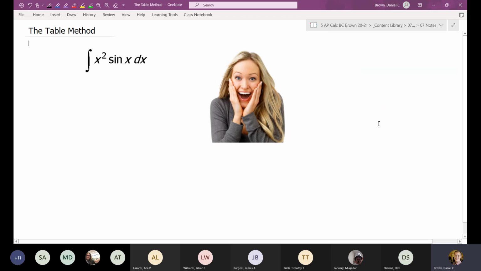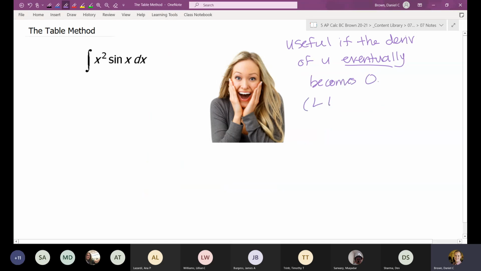It only works for certain problems, so I'm going to show it to you because it does often become useful. The table method is useful if the derivative of u eventually becomes 0. Typically that's only going to work, and in fact I can't think of an example when it wouldn't work, when your u is basically something that's algebraic.